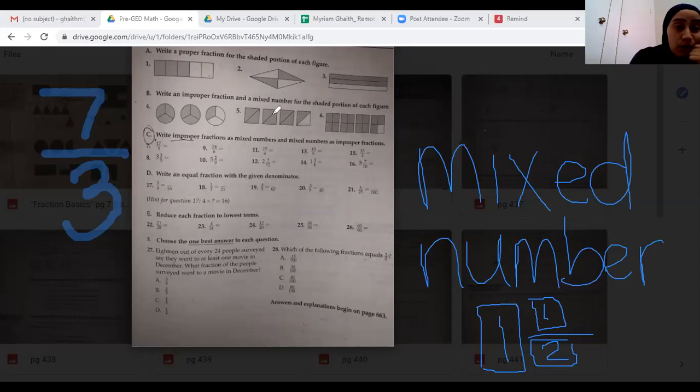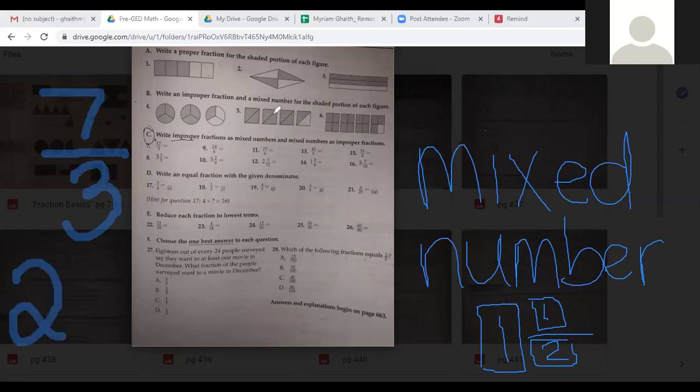So I know 3 can go into 7 2 times without going over, right? Because 3 times 2 is 6. I can't do 3 because 3 times 3 is 9, and that's too much. So 3 can go into 7 2 times without going over.